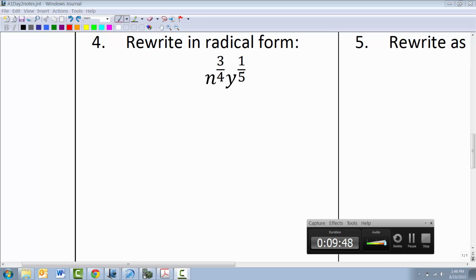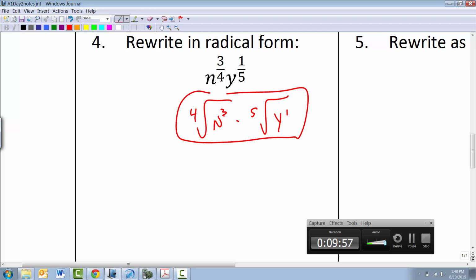Sure, one answer could be this: 4th root of n to the third times 5th root of y to the first. And this is correct. But then pretend this is a multiple choice test. I'm all proud of myself. I go to A, B, C, D, and none of those are there. Like, this is not any of the answers. Now there's panic in the streets. Well, look at the answers and try to see, hey, did something else happen?